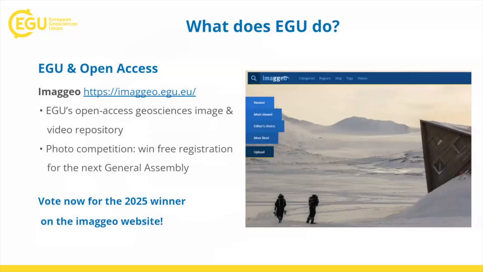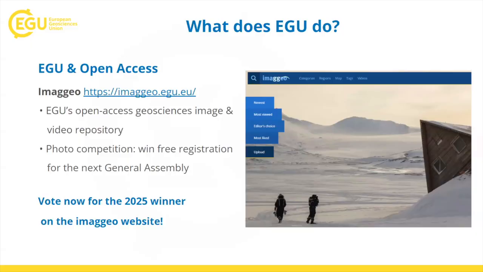And we also have Imagico. This is our media repository. Basically, it's images and videos that you can take and use for anything: a presentation, a paper, a poster. It's a Creative Commons license, which means it just needs attribution, but you can use it as much as you want. You can also contribute by uploading your own images, perhaps from field work, study, lab work, whatever it is.